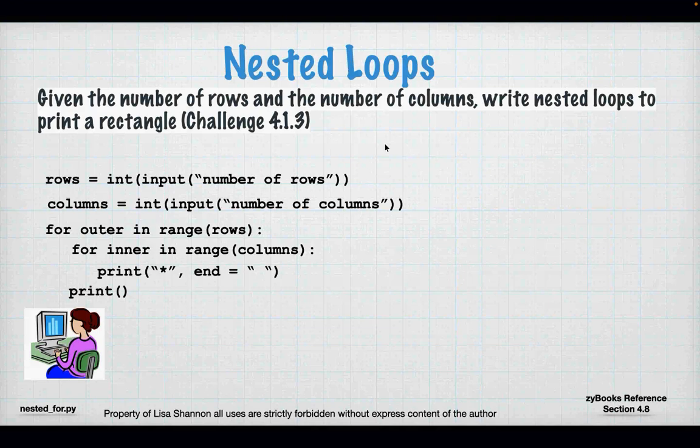So let's talk about this concept. What we have here is rows and columns. So we're going to have an integer number of rows, an integer for columns. I've got an outer for loop and an inner for loop. I have a variable called outer. So while outer is in range rows, so rows is just a number, for inner in range columns, columns is just a number, I'm going to print a star, and then I'm going to print a space. When I'm all done with all the columns, then I'm going to print just a print, so I can print a new line. I'm going to go back up to the top and start again for the next row.